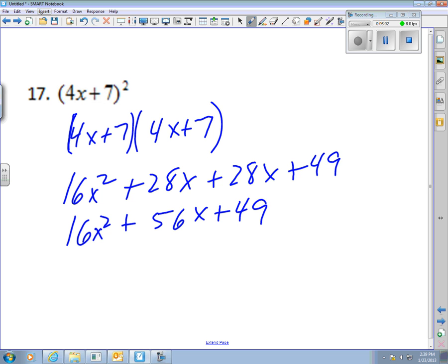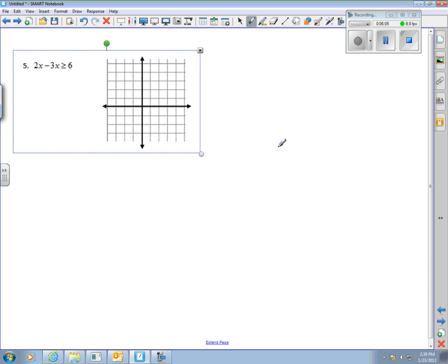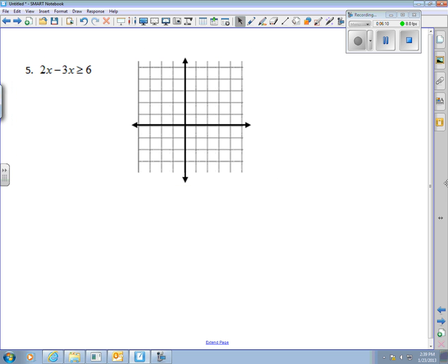The next most common mistake is graphing of an inequality that's in standard form. The method that we use for graphing the standard form is to find the x and y intercepts. If I set my x equal to 0, the 2x part goes away, and I'm left with negative 3y is greater than or equal to 6. And so I divide by the negative 3. 6 divided by negative 3 is negative 2.